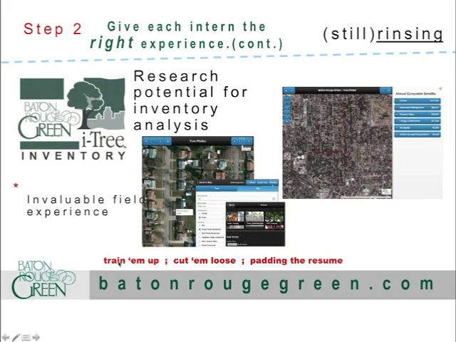At the bottom here, these have been on a lot of these step 2 slides. Train them up, cut them loose, padding the resume. That's the three skill levels I typically get an intern at. I either have to train them up. Some of them I can just cut loose on certain projects. Some of them have way too much experience. They're just rounding out their resume. This is almost like an extracurricular activity they did in high school to get into the good college. They're just rounding out their resume before they go apply for a big firm or for the Forest Service. They want to show they have some hands-on experience, something they might not have gotten from their college curriculum.